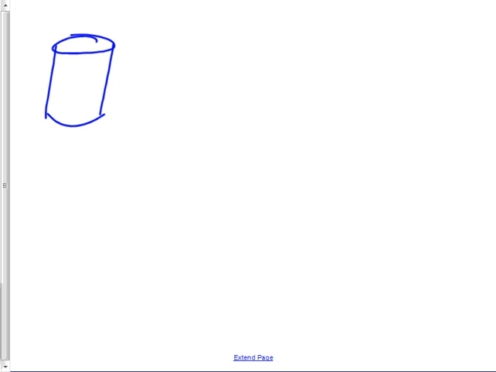I want the volume of this can in terms of its width. We can call that W for width, also known as the diameter, but I'm going to call it W. And remember, what I asked you for was the volume in terms of width. And I also told you that the can is twice as tall as it is wide.